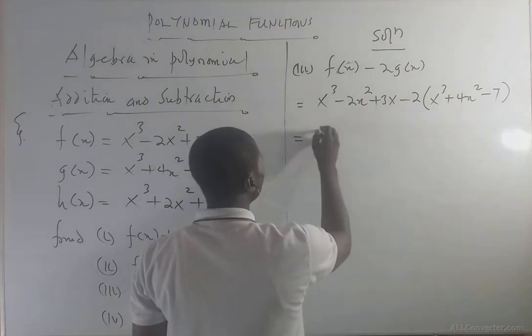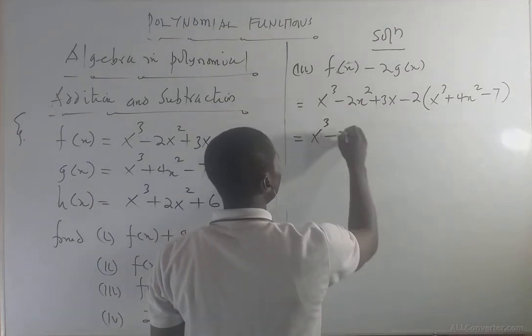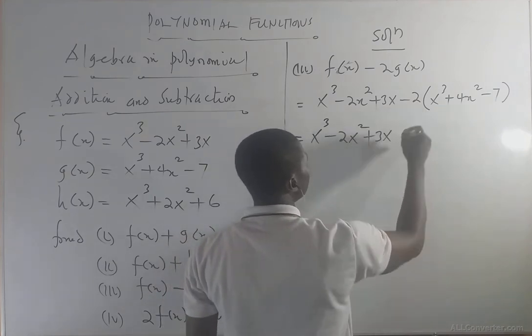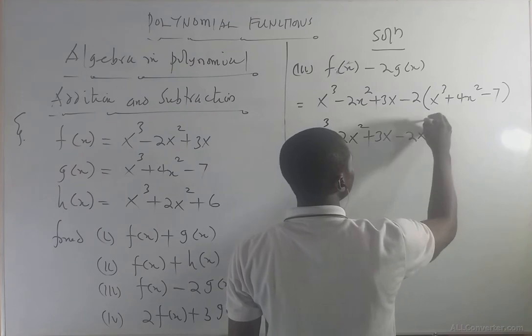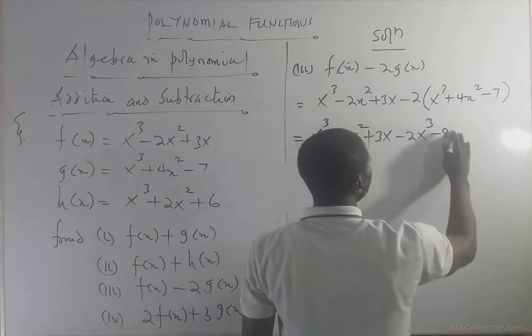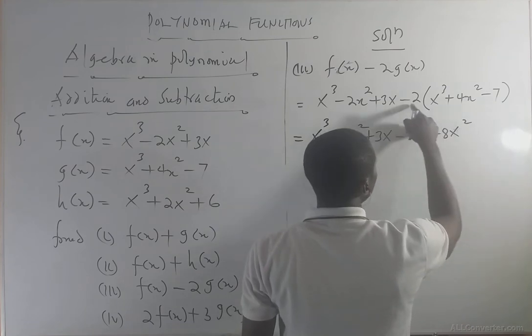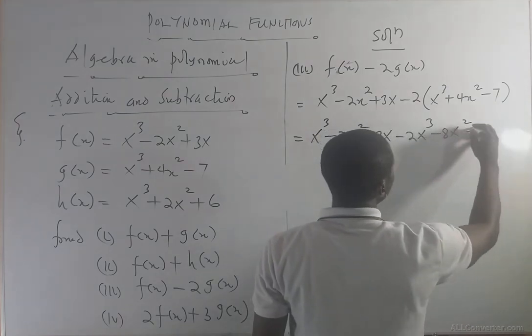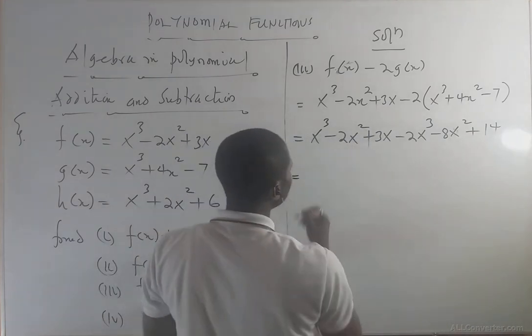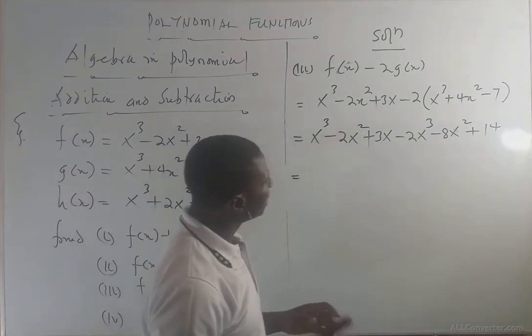Now we have s cubed here minus 2s squared here plus 3x here. Minus 2 times s cubed is minus 2x cubed. Minus 2 times 4s squared is minus 8x squared. Then minus 2 times minus 7 is plus 14. Okay, so we simplify this, and we check the like terms.